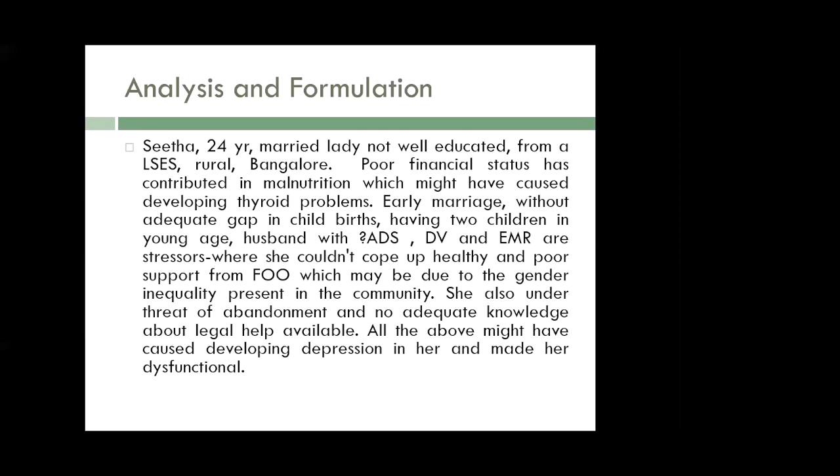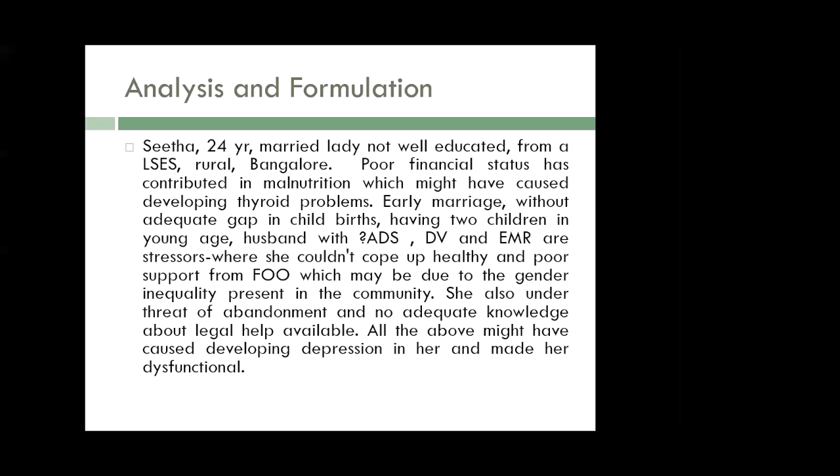I think her son's age was 5, right? So maybe she got married at the age of 18. Preferably the age is 20 and above, right? As per the new science. So early marriage without an adequate gap in children's births, like a 3-year-old and a 5-year-old, right? And having 2 children at a young age.